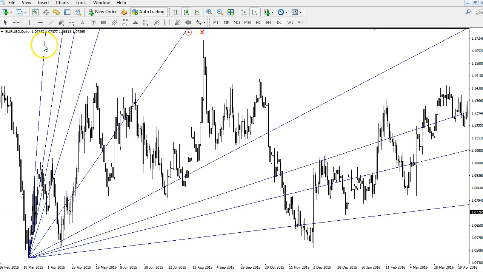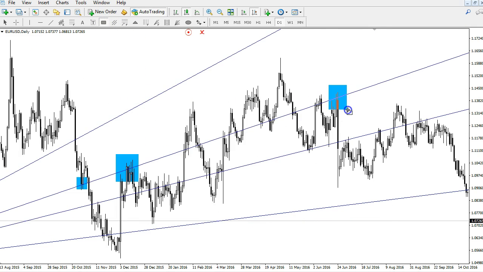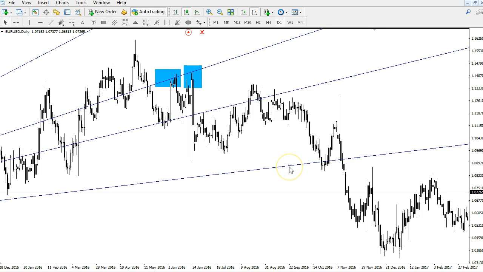You will have 4 lines above this line and 4 lines below that line. The main line here is 1 by 1. You have 1 by 2, 1 by 3, 1 by 4, and 1 by 8. So we can see that we have a nice support and resistance at this level as it's marked here. Also you have it here, and you have here a nice resistance.